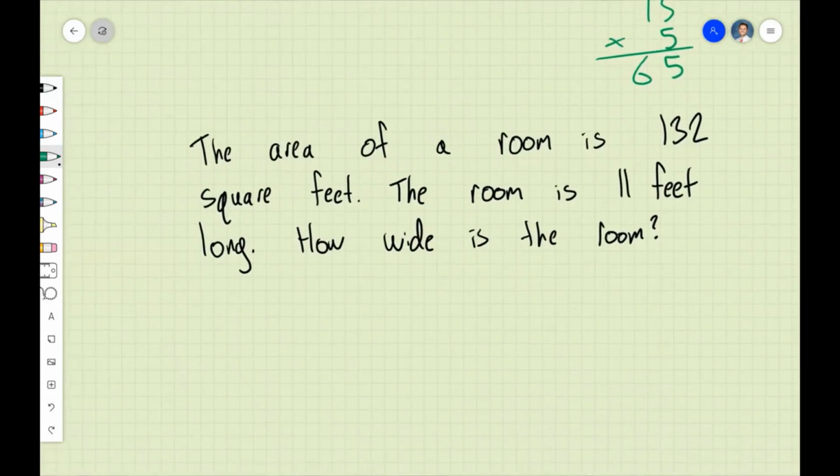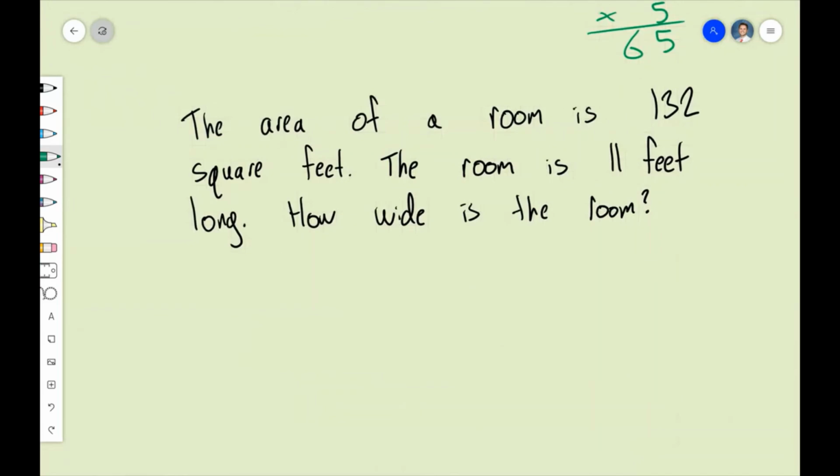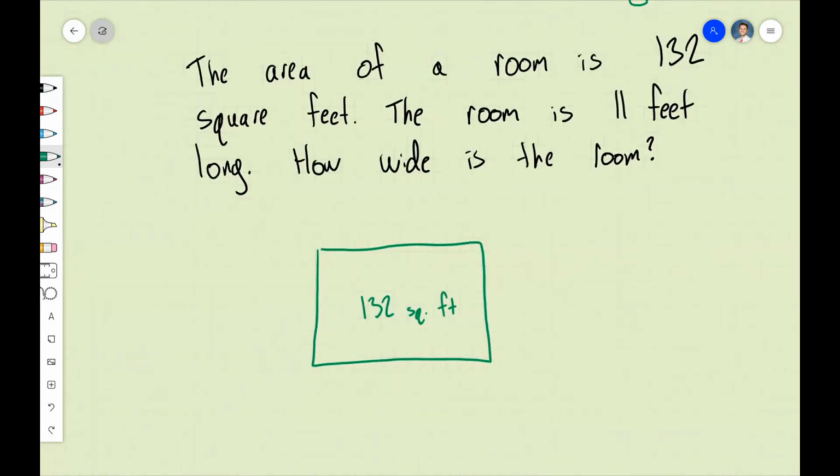Finally, let's look at a word problem. It says the area of a room is 132 square feet. The room is 11 feet long. How wide is the room? If we were to draw a little picture here, we've got a room and its area is 132 square feet. And we know that the length of the room is 11 feet. We want to know what is the width.